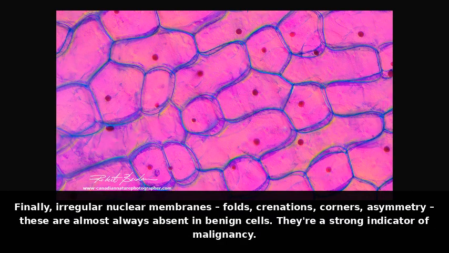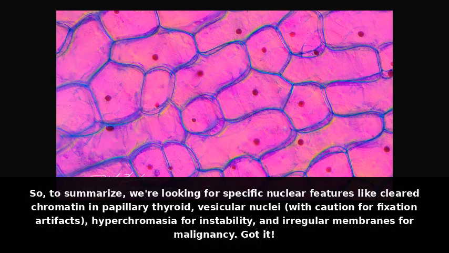And finally, irregular nuclear membranes: folds, crenations, corners, asymmetry. These are almost always absent in benign cells, and they're a strong indicator of malignancy. So to summarize, we're looking for specific nuclear features like cleared chromatin in papillary thyroid, vesicular nuclei with caution for fixation artifacts, hyperchromasia for instability, and irregular membranes for malignancy.